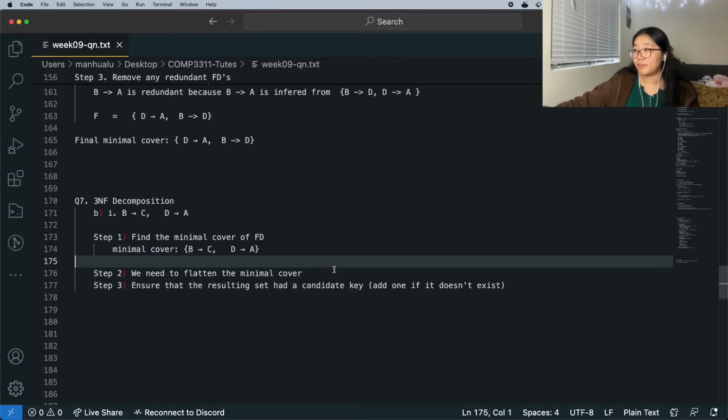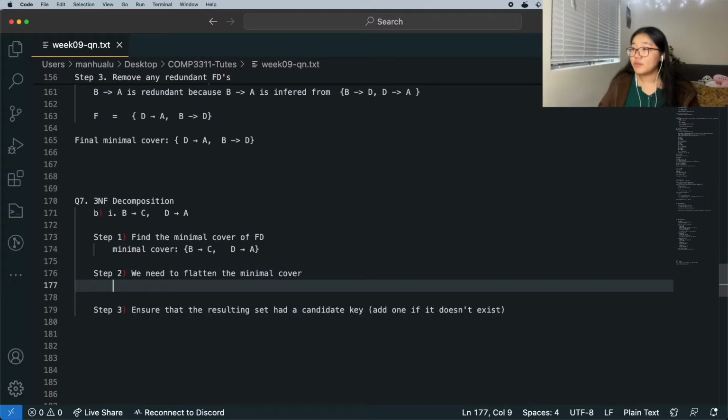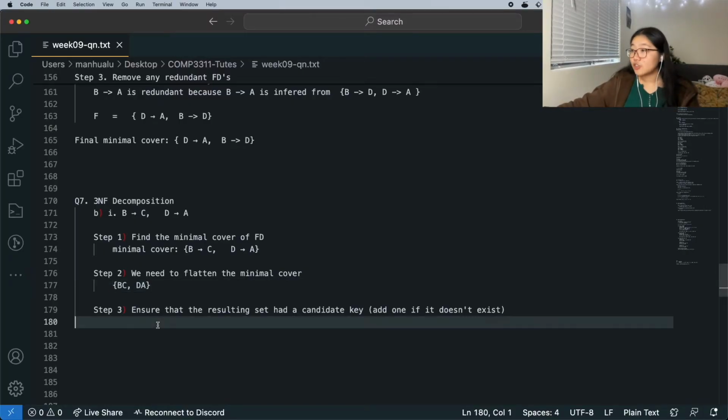All right, so you don't actually have to change anything for this question, and that is your step 1 done. Okay, so step 2, we need to flatten the minimal cover. So simply what that means is you want to have these arrows removed. So you'll just have BC, and this one here will become DA. Very simple. We've just flattened it so it becomes a relation. Step 3, ensure that the resulting set has a candidate key, and then add one if it doesn't already.